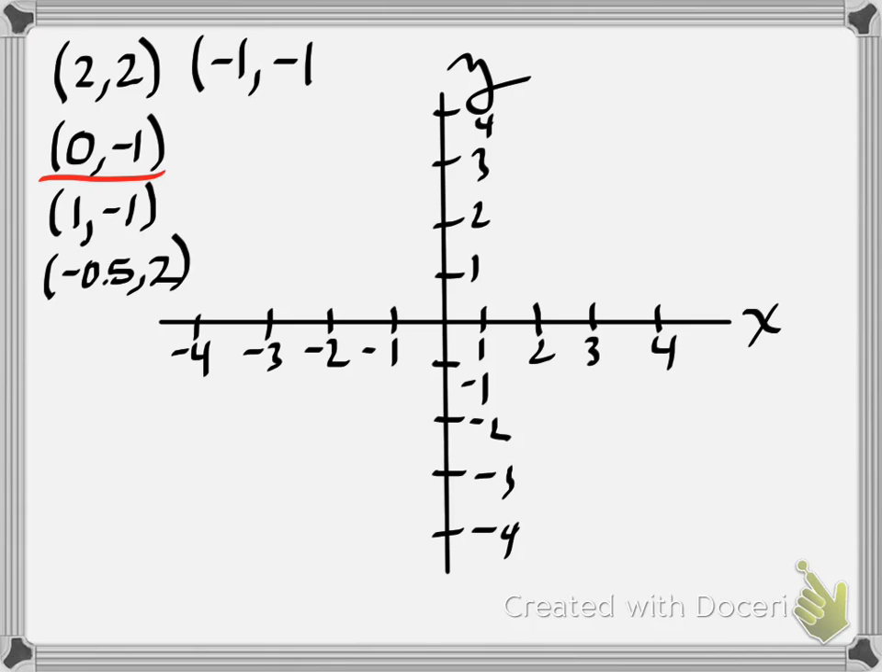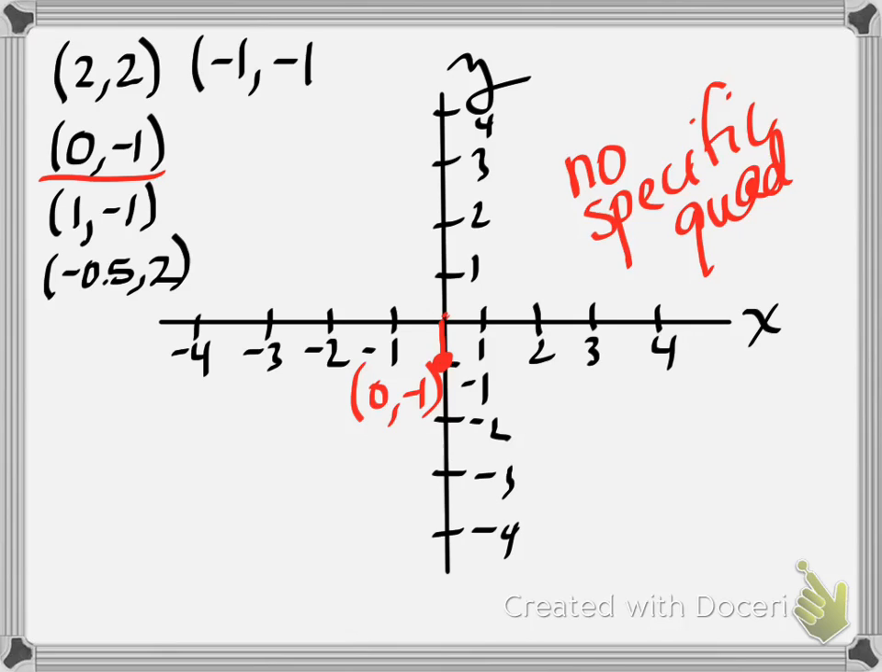0, -1. So we're going to start moving 0 either in the positive or negative x direction. But since it's 0, we're not moving anywhere. So we're just going to stay at 0, which is right here. But then we're going to move down -1 in the y direction. Okay, so this would be our point here, 0, -1. Now, which quadrant is that in? We are on the axis. Does it land in a quadrant? That's correct. So for this, it would be no specific quadrant, because we are actually on the y-axis. Good.